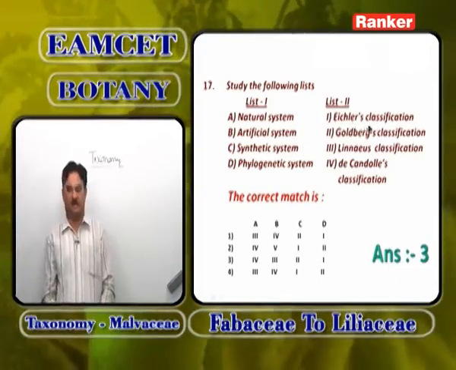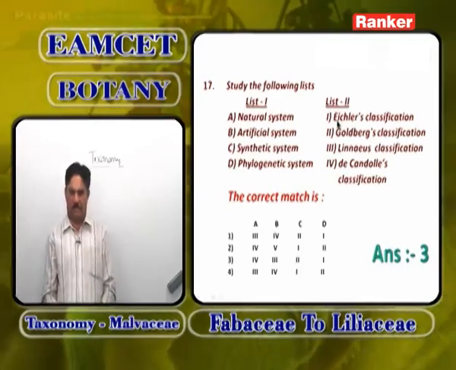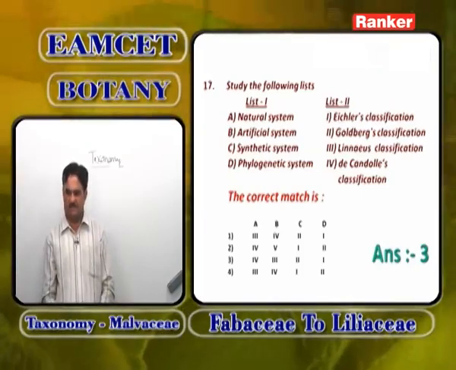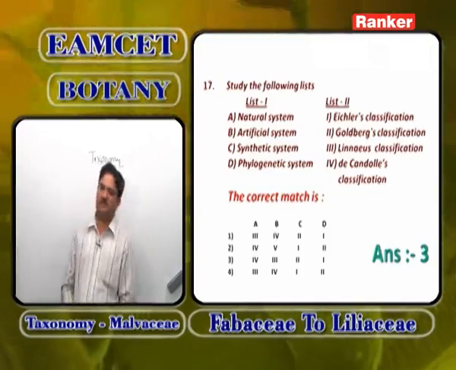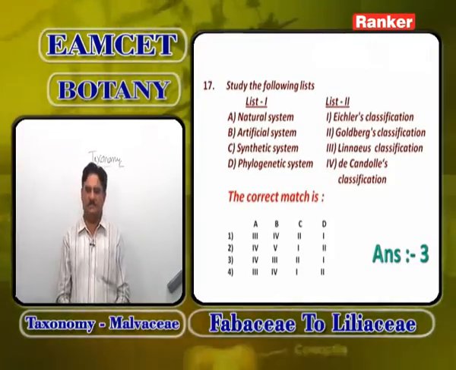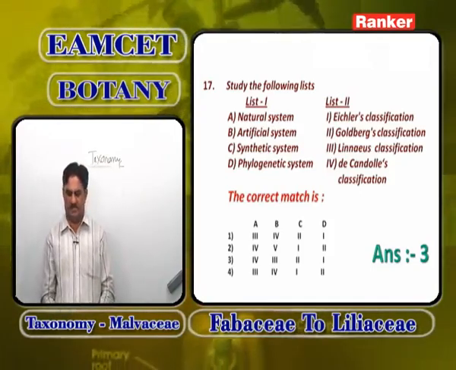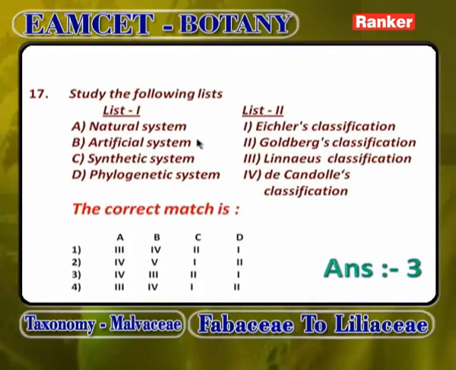Eichler, Engler and Prantl, Hutchinson, Bessey, Rendle. Many people proposed phylogenetic systems, which are post-Darwinian systems because they were proposed after the publication of the Theory of Natural Selection and Origin of Species by Charles Darwin. So natural system, De Candolle system; artificial system, Linnaeus system; synthetic system, Goldberg system; phylogenetic system, Eichler system. These are the matching answers.